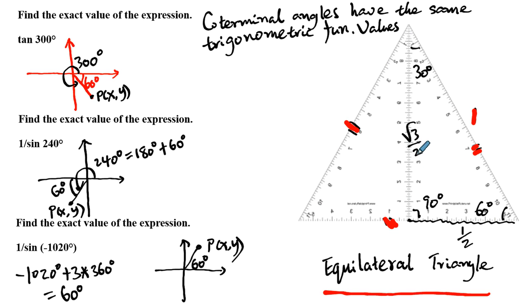Because radical 3 over 2 squared is 3 over 4, plus 1/2 squared, which is 1/4. 1/4 plus 3/4 is 1, which will be the hypotenuse. So from here, this leg is radical 3 over 2, this leg is 1/2, and the hypotenuse is 1. We have everything.